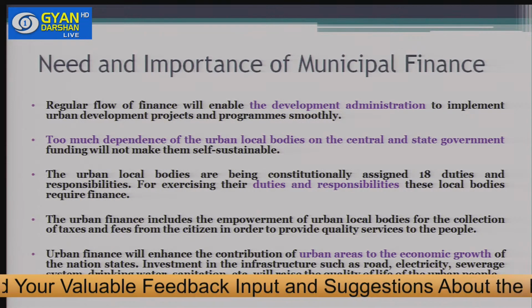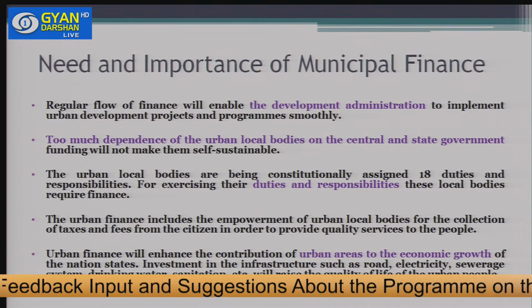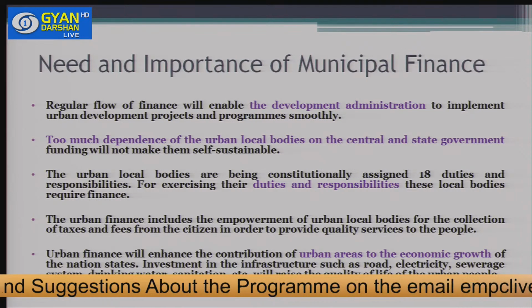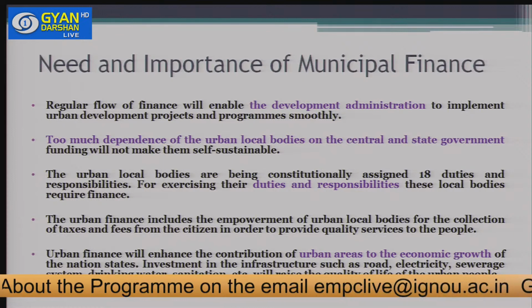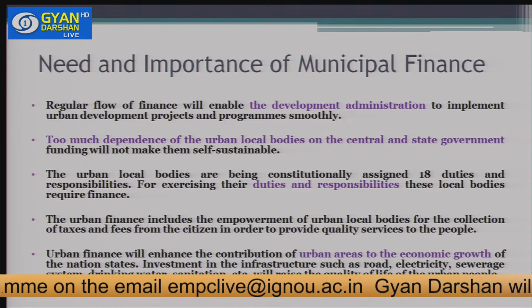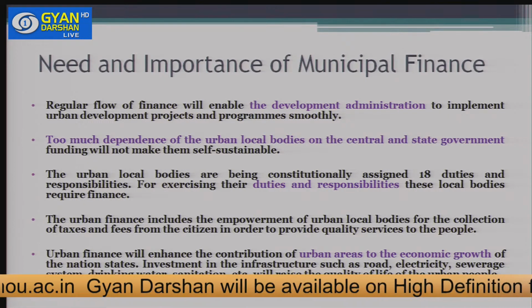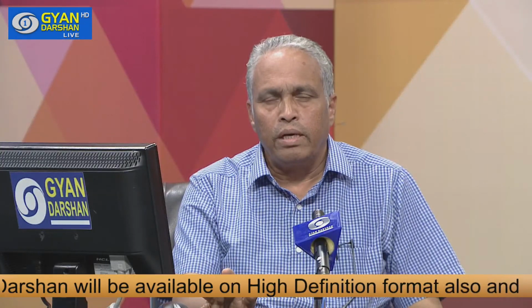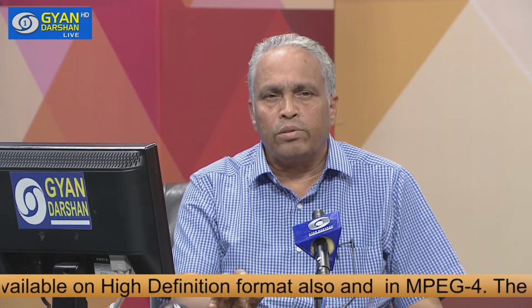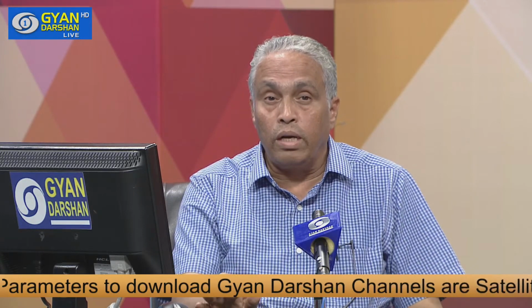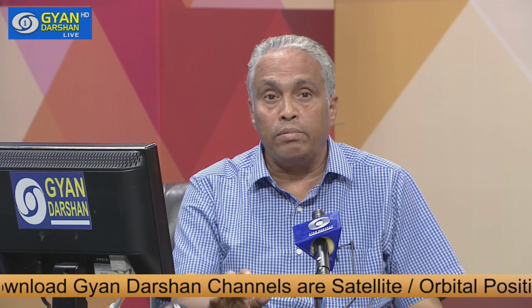Second, what is happening is that most of the urban local bodies, whether municipal corporation, municipal council, or Nagar Panchayat, mostly the municipal council and Nagar Panchayat, are too dependent on financial transfers from the central and the state government. Therefore their autonomy is less. So in order to financially empower the municipalities and Nagar Panchayats, basically the second and third level of urban local bodies, finance is very, very important.